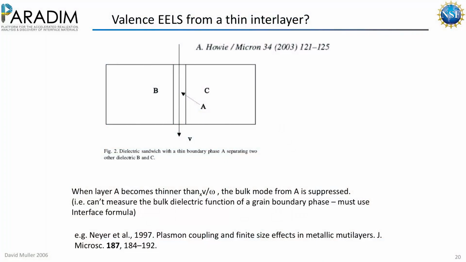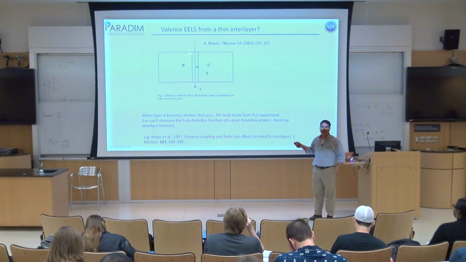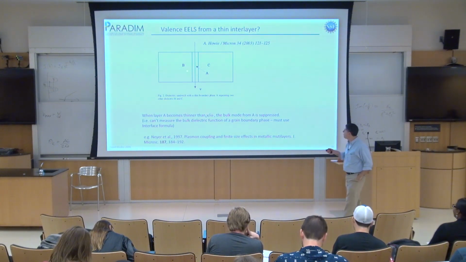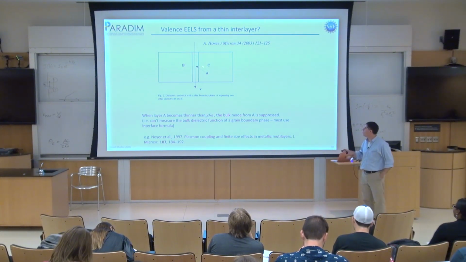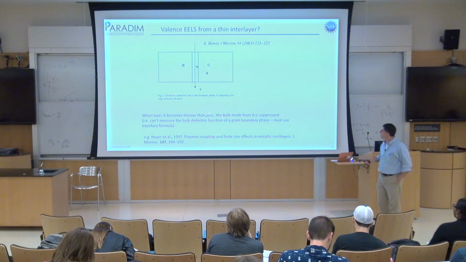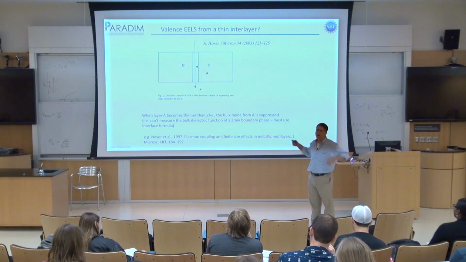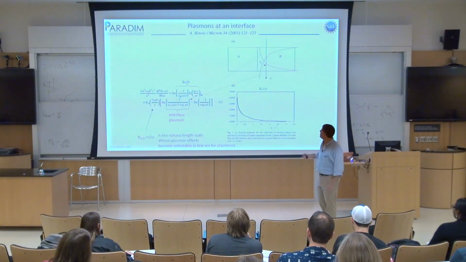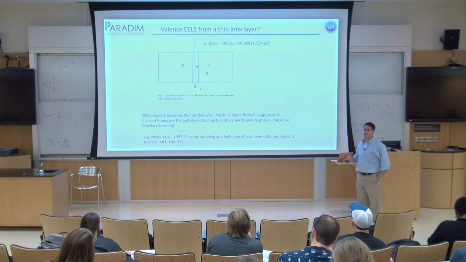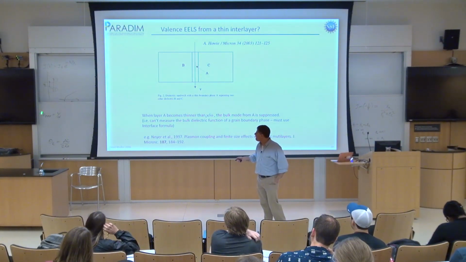So now we come to the question of, okay, I actually want to go looking for this nice thin interface layer that my advisor told me should be there. Right? So now I have a three-layer dielectric sample, and I want to find the dielectric function of this thin layer in the middle. If this layer is thinner than v over omega, then the bulk plasmon mode for this thin layer is suppressed. Basically just the same theory that we saw there, just done for 3 layers. So I don't get to see bulk modes, and I don't get to see bulk dielectric functions when B is less than v over omega.